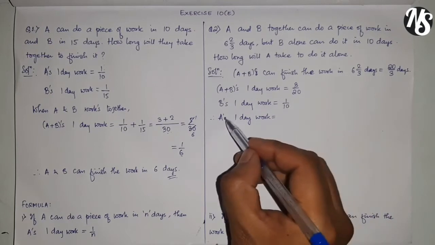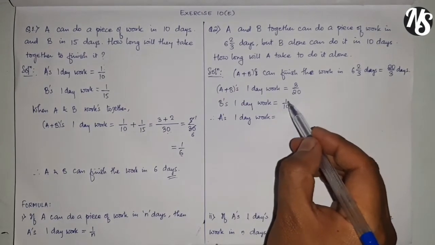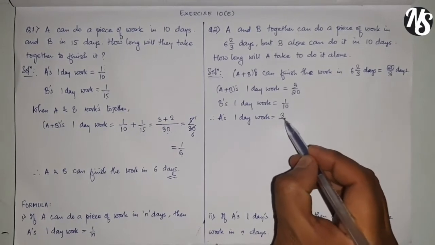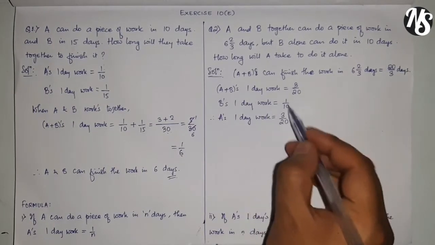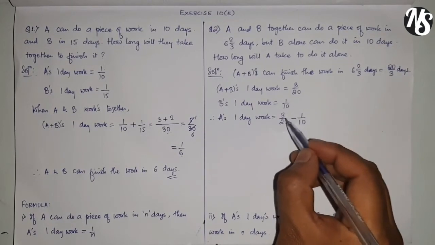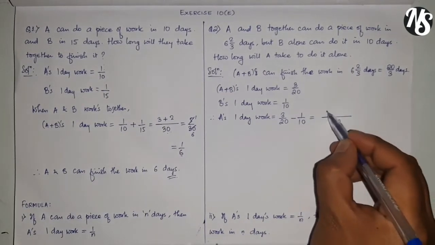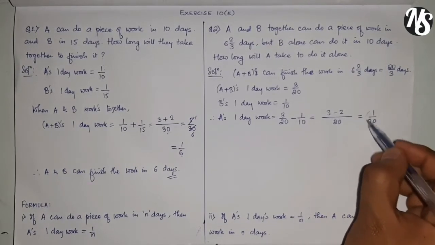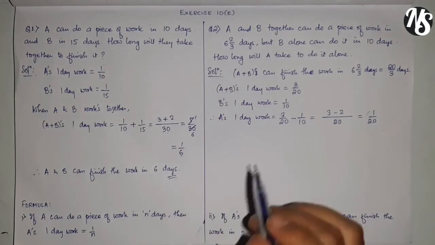So if A and B work for this much, and B takes only this much, then if I ask you to find A's contribution, what do you need to do? From together we obtain this much. From this we have to remove how much part is done by B, and it is 1/10. So if I remove this, let's see how much we get. LCM is 20, so we get 3 minus 2, so we get 1/20. So this is the part which is done by A in 1 day. This is the thing that you need to remember.